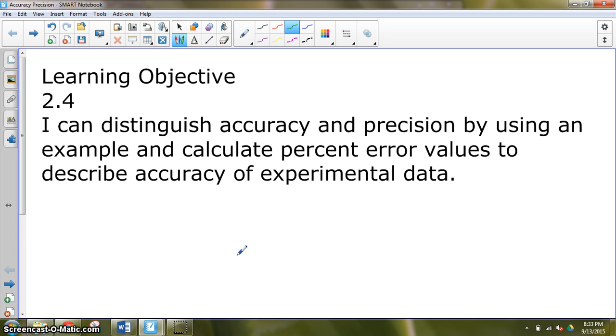For our learning objective, you should be able to distinguish between them by using an example and calculate percent error values to describe accuracy of experimental data. We're going to focus right now just on the definitions and comparison of the two.